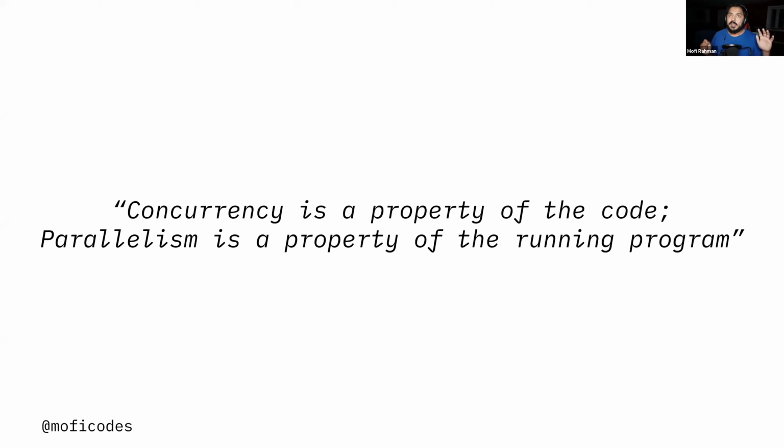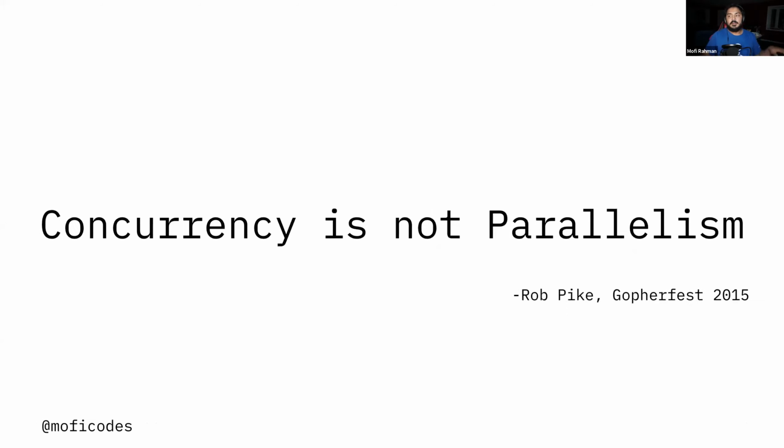So far, even as I'm reading the slide, I don't understand what that means. One of them is a property of the running code and one of them is a property of the running program. Great. So the one thing to understand in the Go ecosystem, or the programming ecosystem in general, is that concurrency is not parallelism. This quote is taken from Rob Pike's talk at GopherFest 2015. A lot of the Go proverbs were taken from that talk, because that talk was literally called Go Proverbs. So it's one of the quotes from Rob Pike himself.